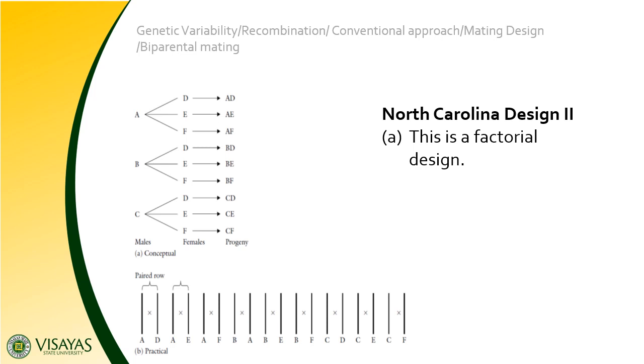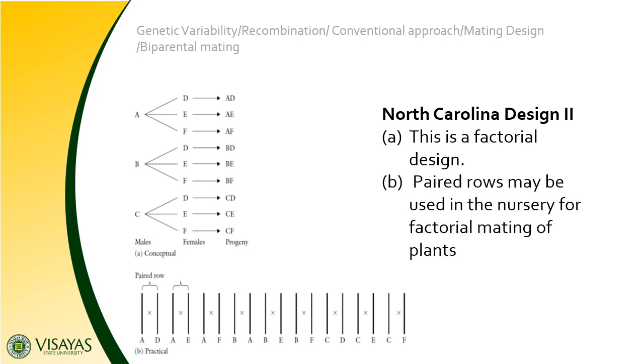So this is the North Carolina design 2. In here, this is a factorial design. As you can see in design A, you have the sets of males, A, B, C, and each male is mated to the same group of females. So you have this group, D, E, F, and this group also has D, E, F, and here also D, E, F. So these are the progenies produced here.